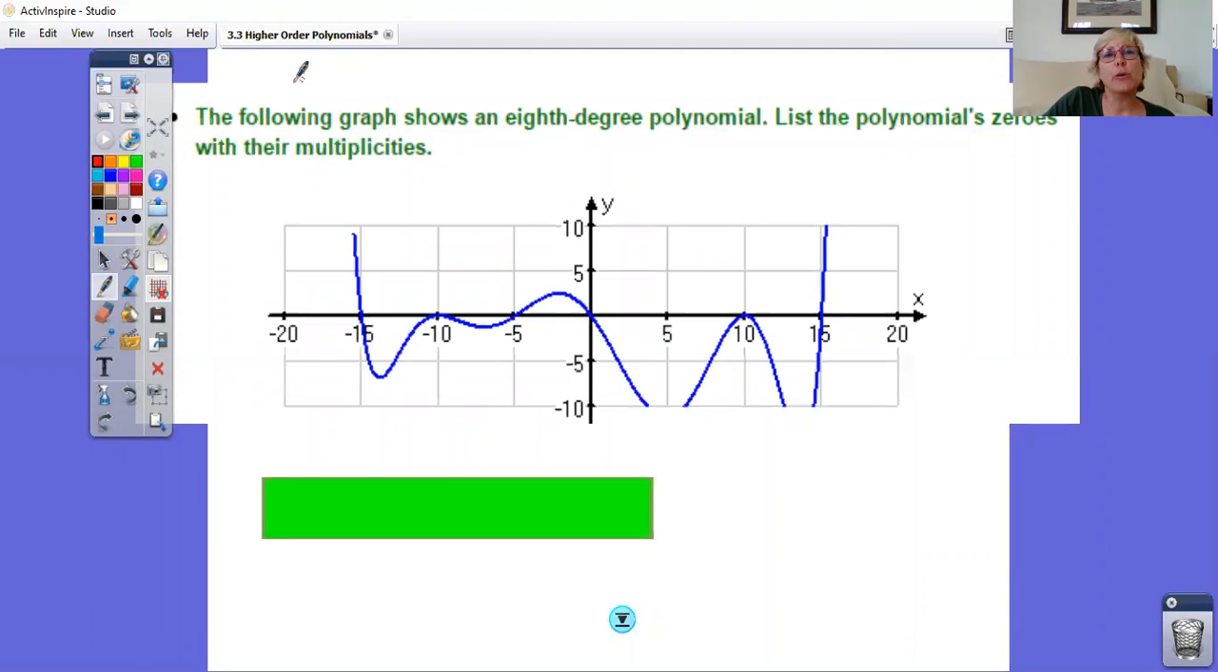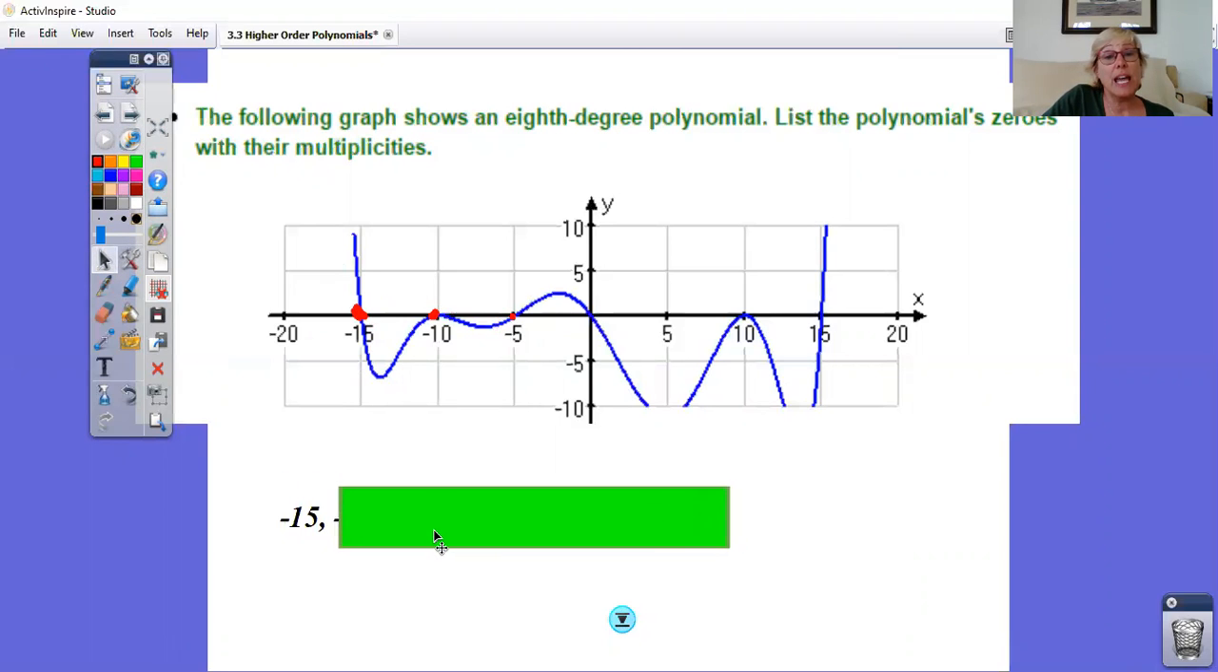Okay, an example. The following shows a graph of a degree 8 polynomial. List the zeros and their multiplicities. So the first 0 is -15, right here. And the multiplicity is odd. It's probably a 1 multiplicity. The root shows up once. -10, see how it touches? That's going to be a multiplicity 2. -5, that crosses, so it's a multiplicity of 1.